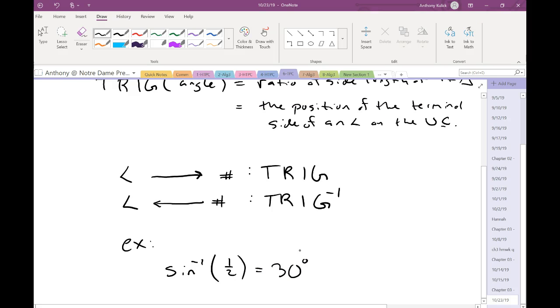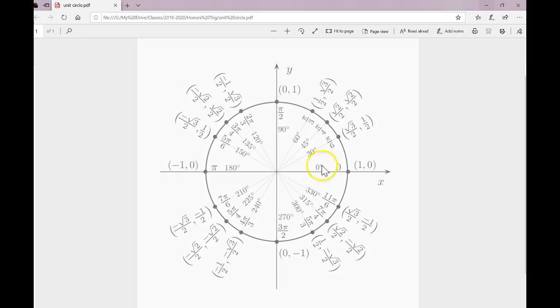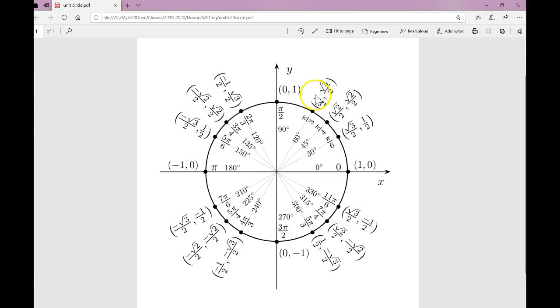Yes, Lexi? Yeah, so there's a 1/2 right here. So cosine inverse of 1/2 would be 60 degrees. Remember that tangent is y over x, which would turn into 1 over root 3 when you did that division.